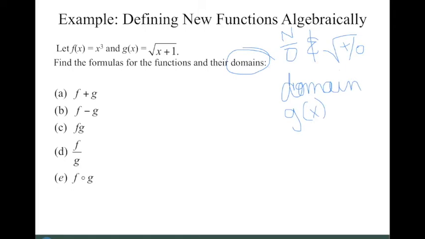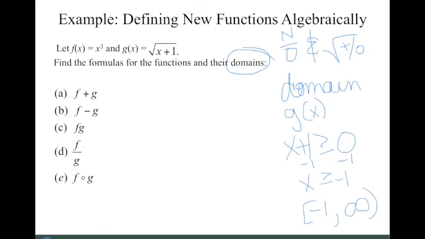So we need x plus 1 to be greater than or equal to 0. Subtract 1 from both sides. That means that x is greater than or equal to -1. So the domain for g of x is all of the values from -1 and bigger. So that's from -1, including -1, so it's a square bracket, all the way up to infinity. That's our domain for g of x.